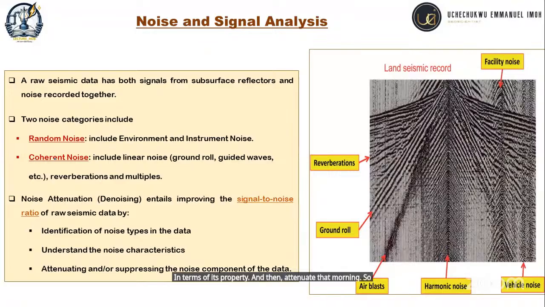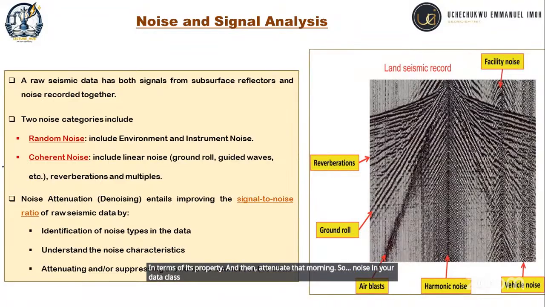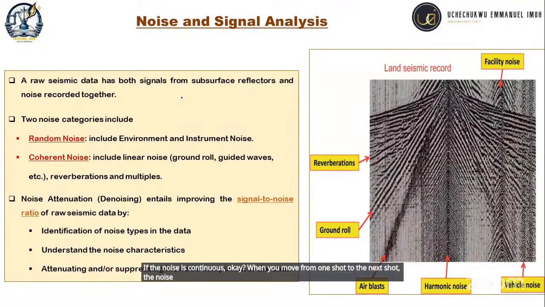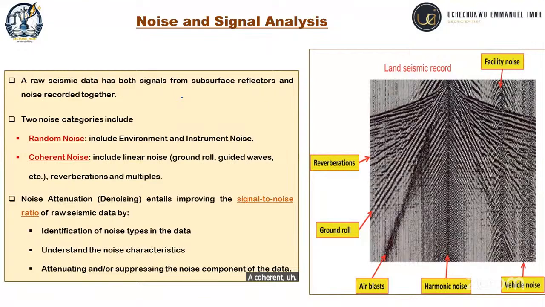So noise in your data are classified into random and coherent noise. When you move in your seismic data from shot to shot, if the noise is continuous, okay, when you move from one shot to the next shot, the noise is there. To another shot, the noise is there. It's considered to be a coherent noise, okay, meaning you can see them shot after shot, and you are sure that they will be there shot after shot.